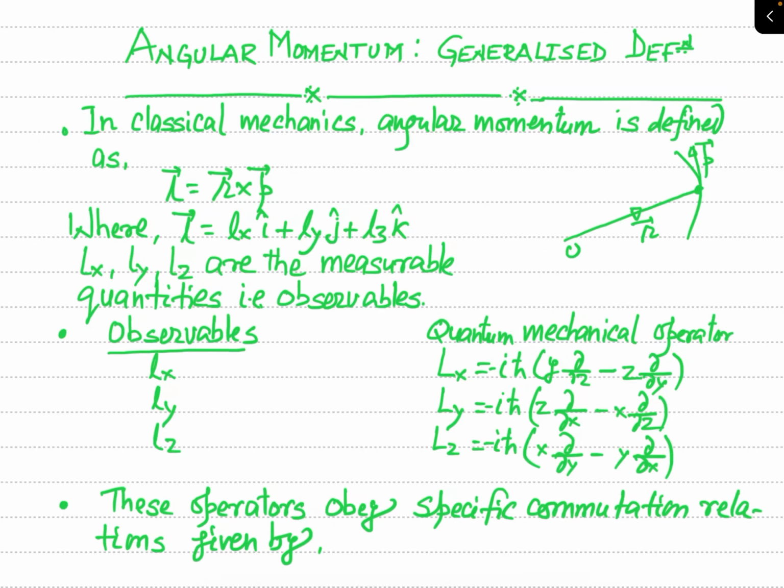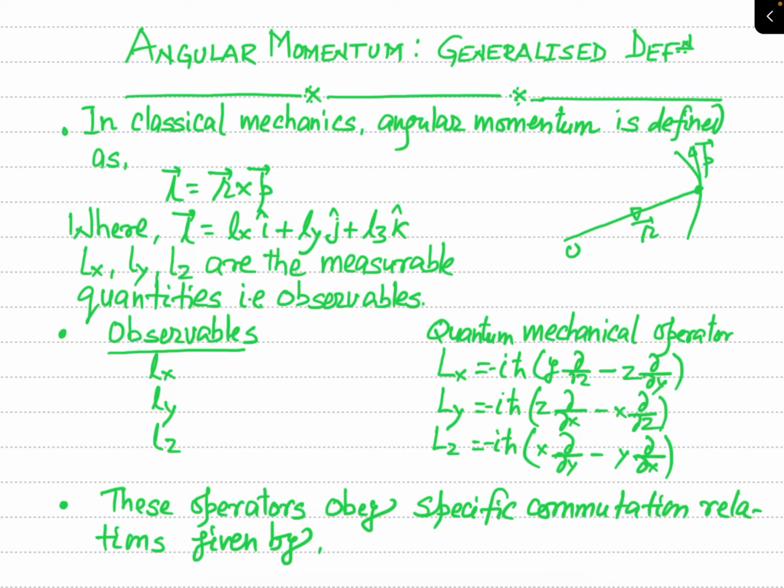In the chapter Angular Momentum in Quantum Mechanics, till now, we have discussed the concept of orbital angular momentum. In fact, this orbital angular momentum finds its definition in classical mechanics. And in classical mechanics, we define the angular momentum or orbital angular momentum of a particle in this way.